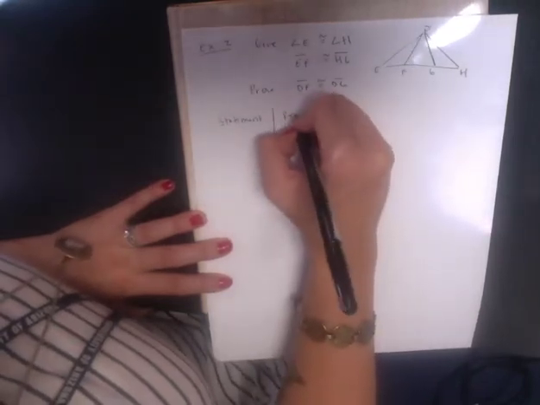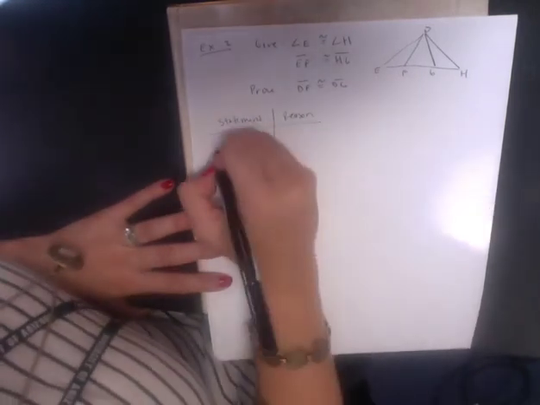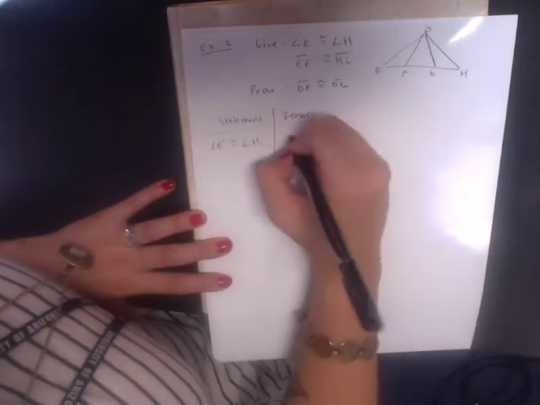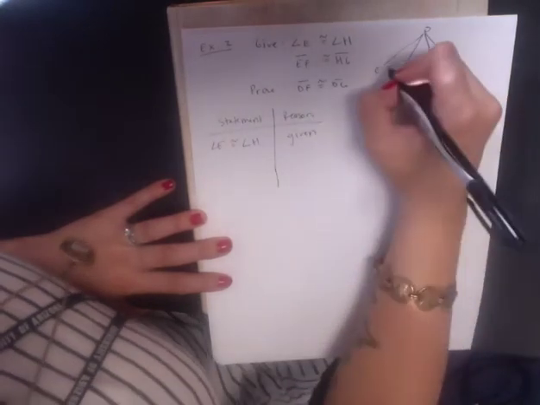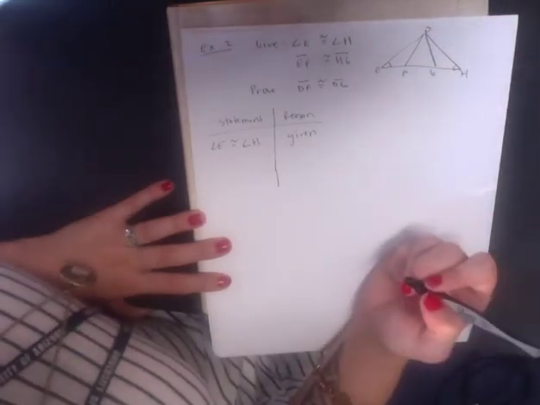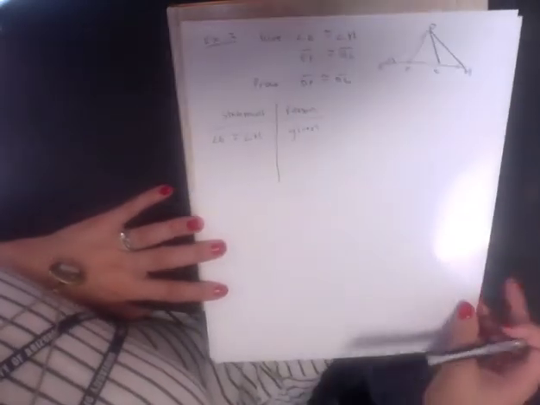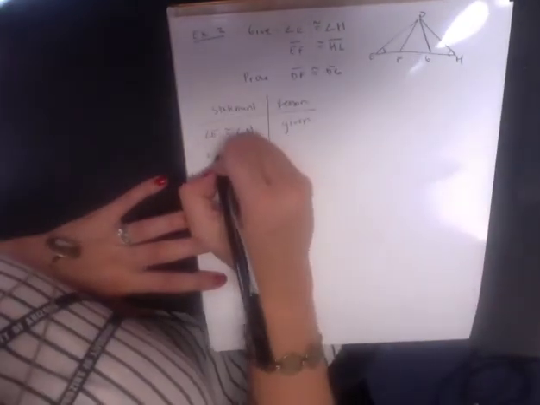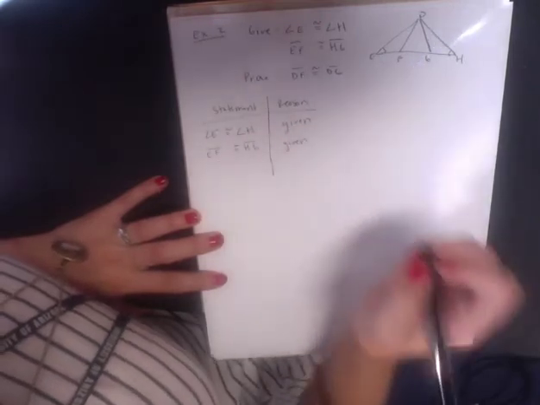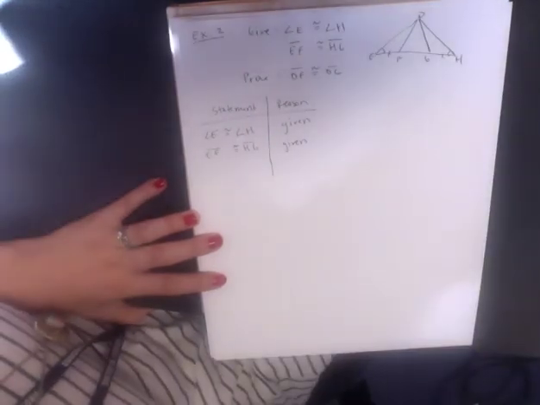Okay? So I start with my statement, then I have my reason, and you always, always, always start with your given. Angle E is congruent to angle H. The reason, it's given. Now, then I can say that EF is congruent to HG because it's given. So EF and HG are congruent.